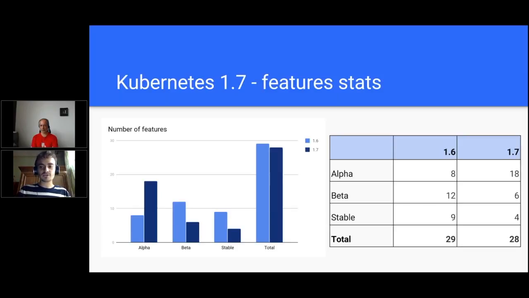And looking at these stats, you may notice that we have almost the same number of features in both releases. So we had almost 30 features in 1.6 and in 1.7, but the proportion between alpha, beta, and stable features is totally different. Just a brief remark about what alpha, beta, or stable means. So alpha feature is like the experimental feature of what the developers in Kubernetes community can show to the world. So it can be described as a feature that is not ready for production usage.